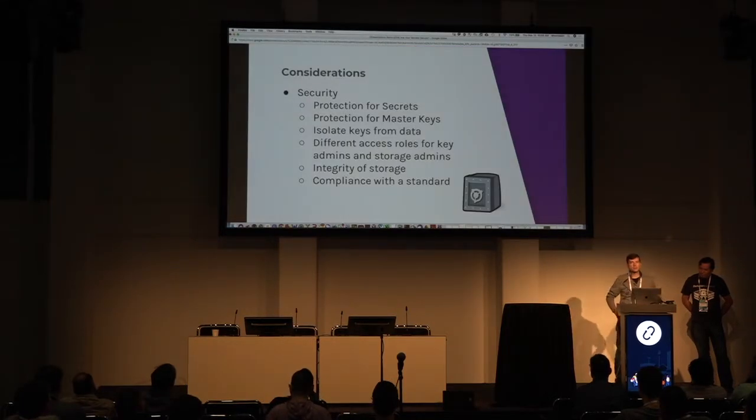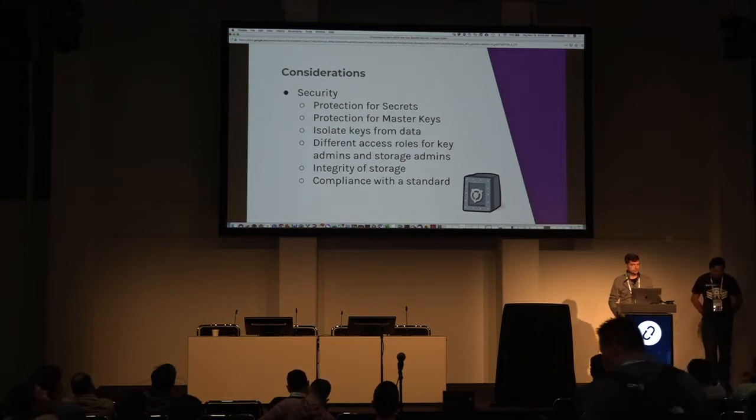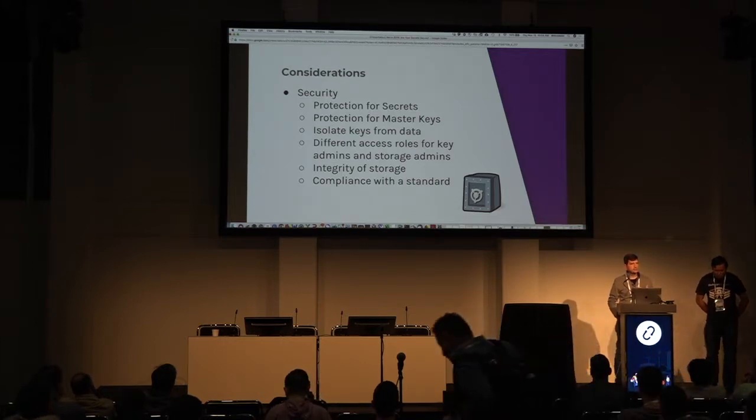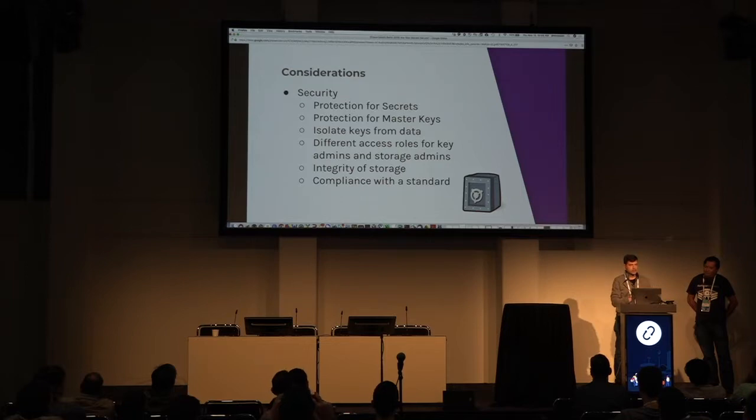So to answer the question, are your secrets secure, let's talk about what it means for your secrets to be secure. And there's five pillars that we want to talk about today. So the first pillar for consideration is security. You want to make sure that your secure storage is, in fact, secure.